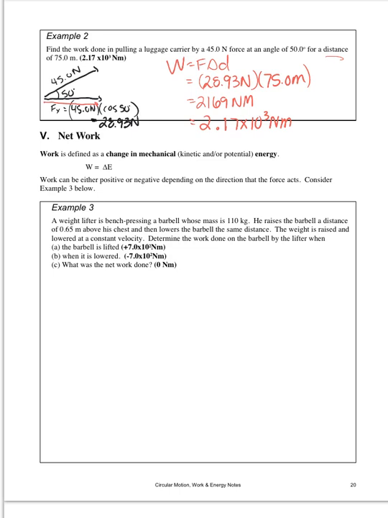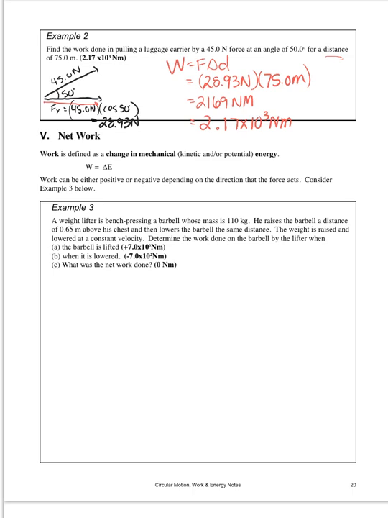Work is defined as a change in mechanical energy, so that's kinetic or potential energy. So work can be positive or negative depending on the direction that force acts. So we have example 3 here below to show that. A weightlifter is bench pressing a barbell whose mass is 110 kilograms. He raises the barbell a distance of 0.65 meters above his chest and then lowers the barbell the same distance. The weight is raised and lowered at a constant velocity.